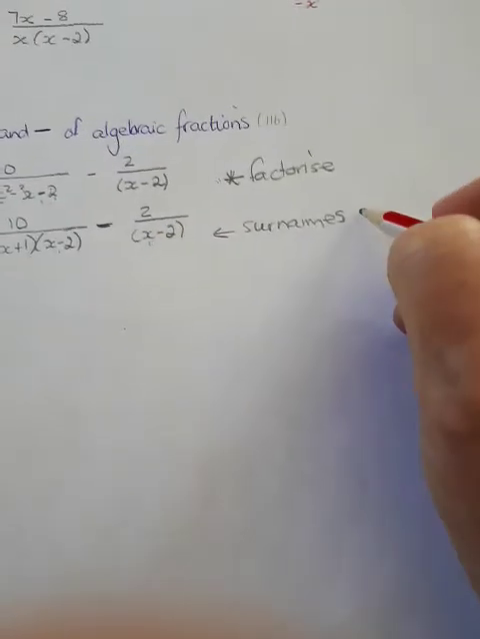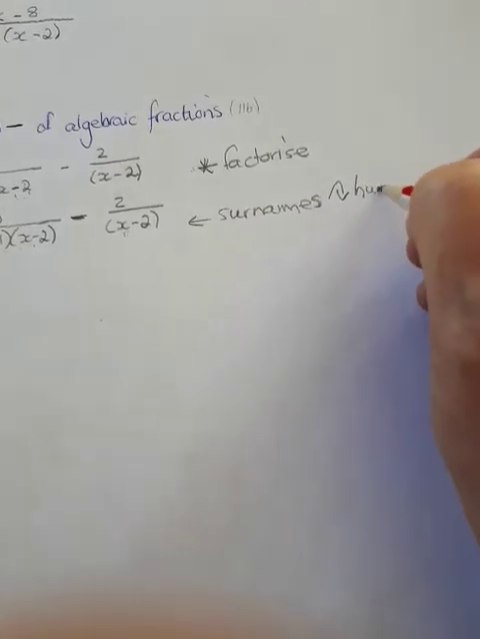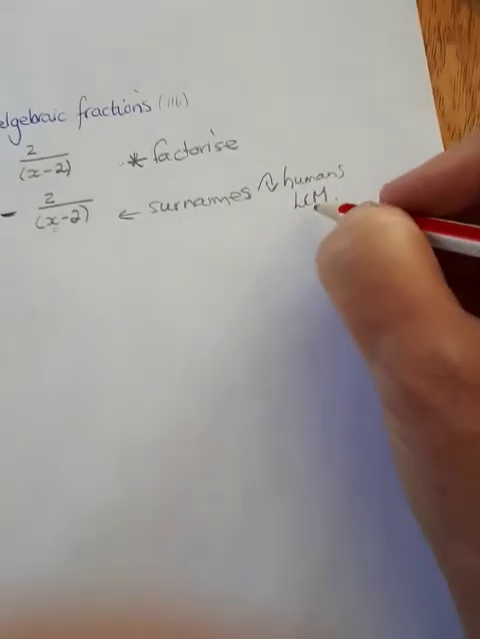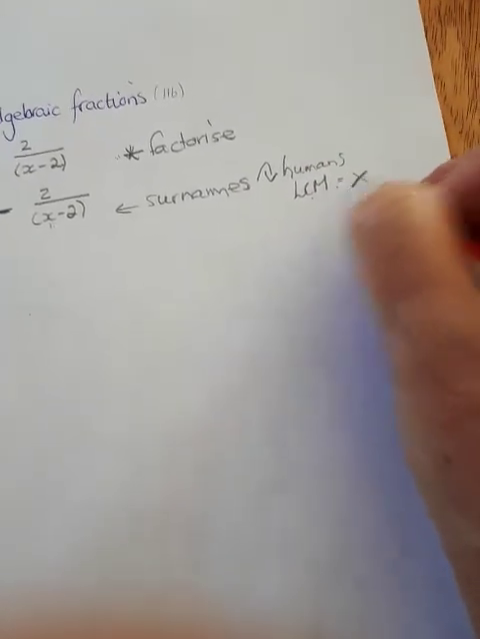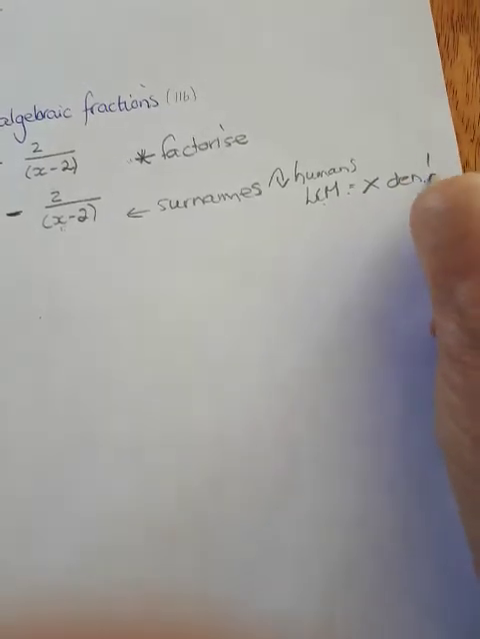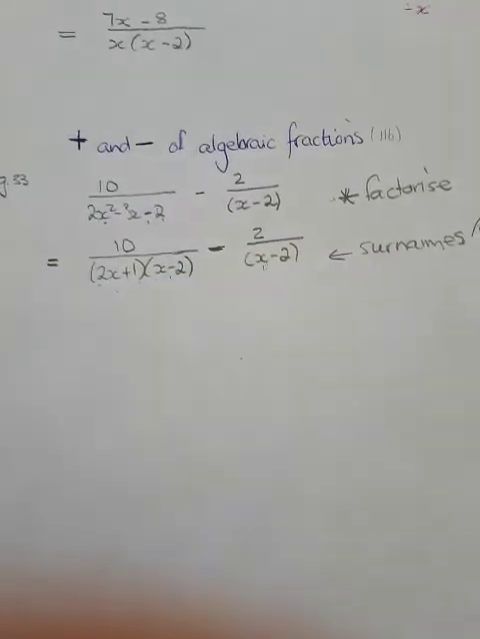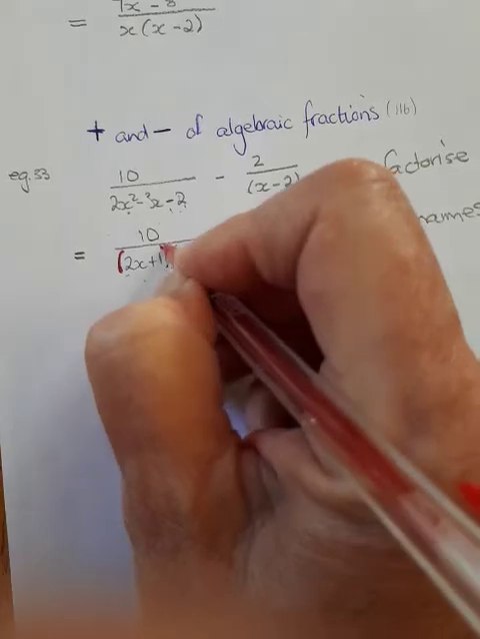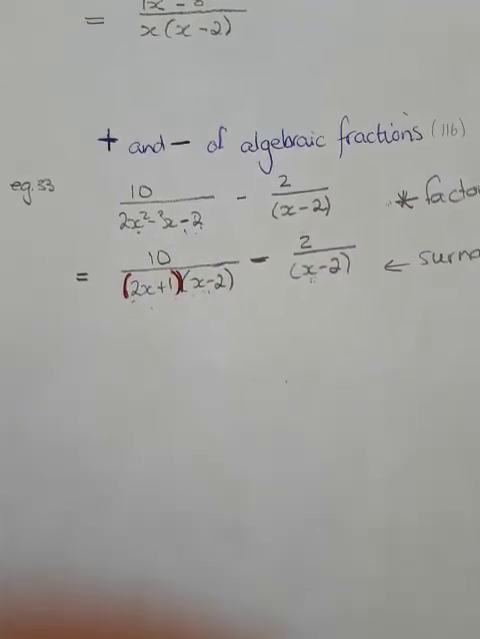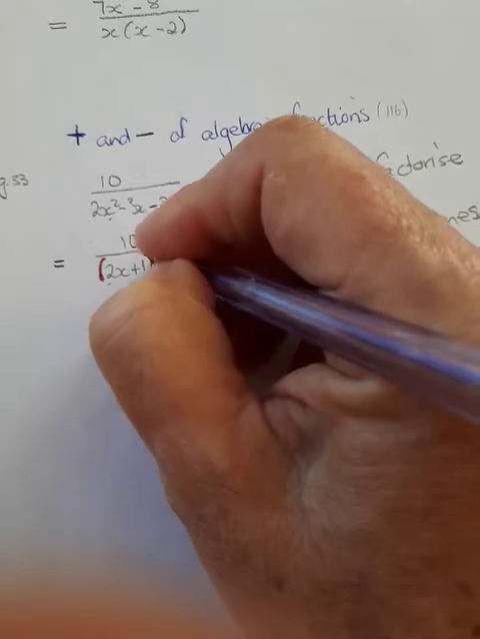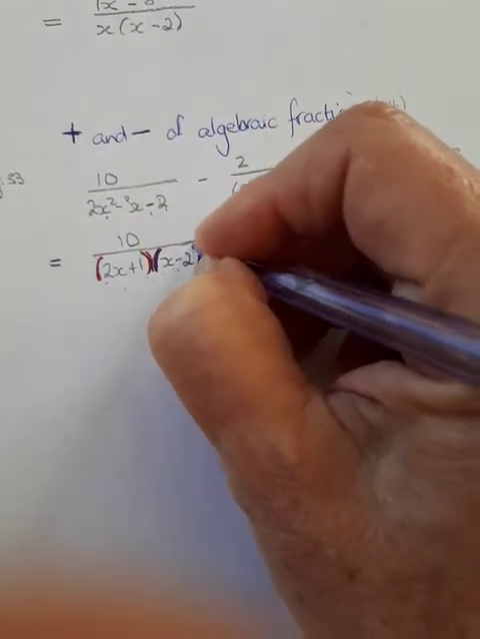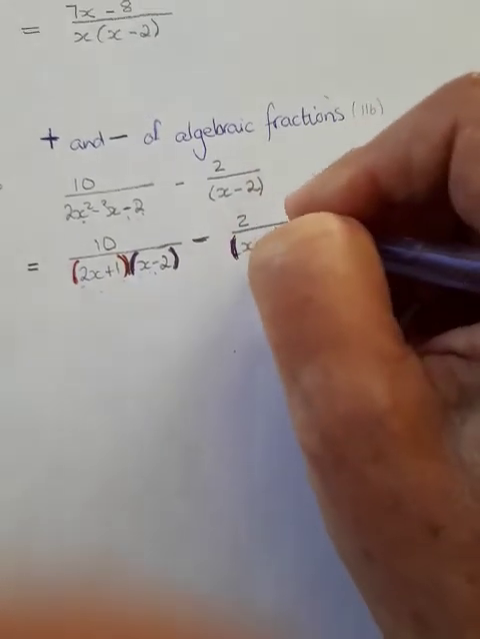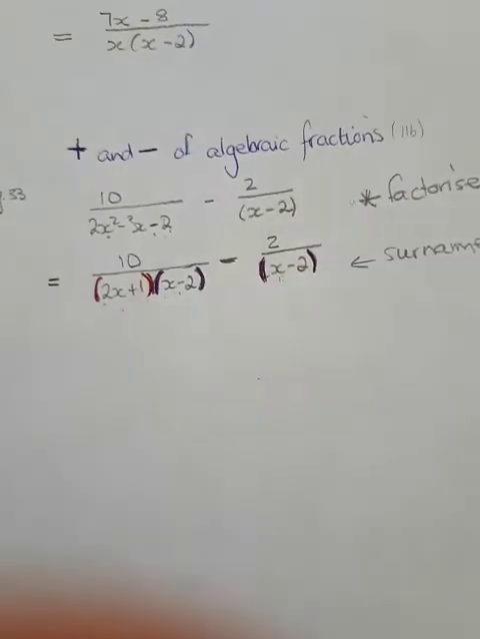And my second, this is my minus, so my second term has a surname of x minus 2. And remember, we've changed the surname to humans, and the humans are represented by the lowest common multiple, and the lowest common multiple we find by multiplying the denominators. But here now is something really important. Look here. We've got a factor which is 2x plus 1, and we've got another factor, I'm making this purple, x minus 2. But here, people, we also got x minus 2.